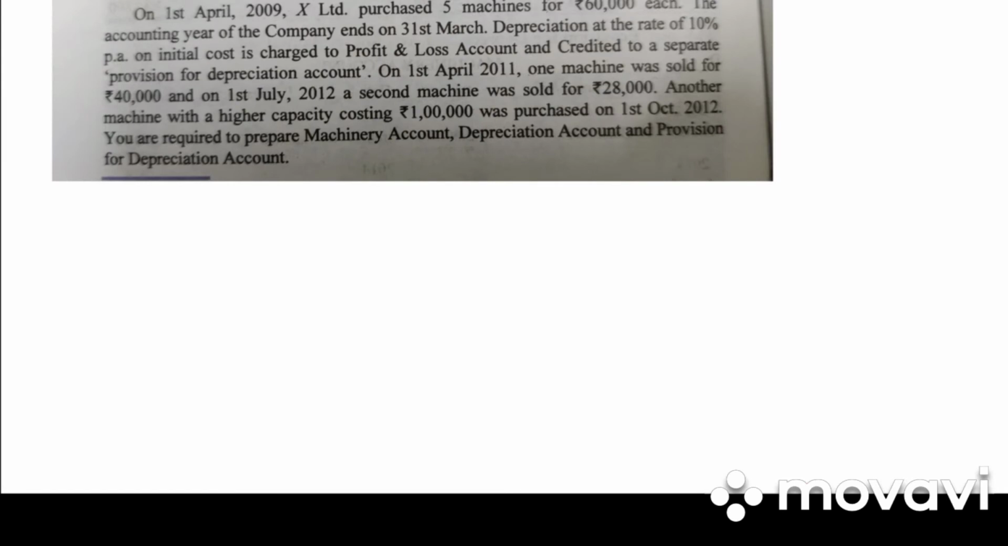Next, take down illustration 18. On 1st April 2009, X Limited purchased 5 machines for 60,000 each. The accounting year for the company ends on 31st March. Depreciation at the rate of 10% is charged to profit and loss account and credited to a separate provision for depreciation account. On 1st April, one machine was sold and on 1st July, second machine was sold. Another machine with a higher capacity was purchased. You are required to prepare machinery account, depreciation account and provision for depreciation account.